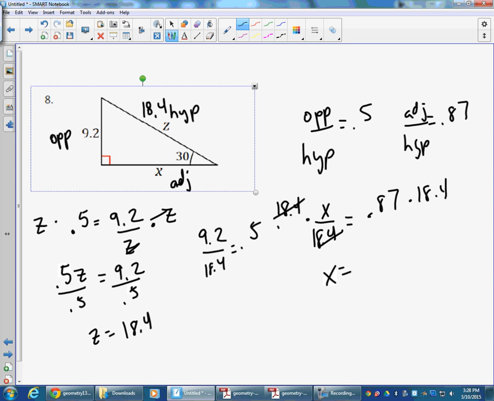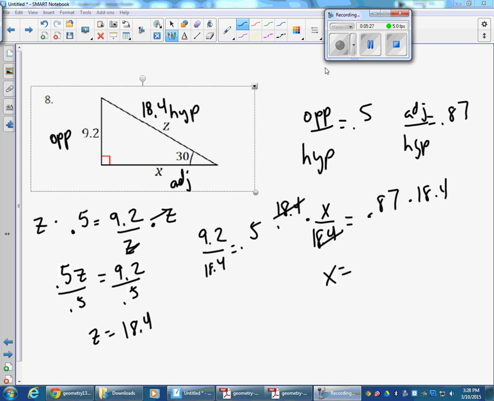I'm going to get my calculator out for this. Oh, I got a calculator that's dead. Hang on. All right, 0.87 times 18.4 is 16, is what I get for x. 16 is the length for x. So 16, 9.2, and 18.4 would be my answers.